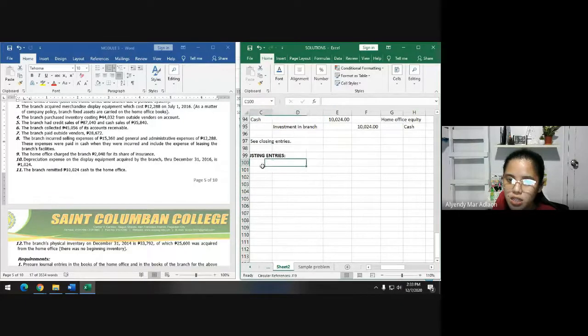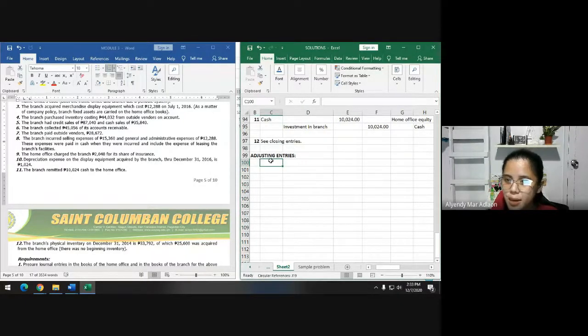Now, unsaon man nga ang iyahang display equipment, ang asset niya, gi-record man sa home office. So, what are we going to do in the adjusting entries? Since the depreciation expense is attributable to the branch, so dito na i-record ang depreciation expense kang branch. Now, ang journal entry when it comes to adjustment for depreciation, di ba? Debit depreciation expense and credit accumulated depreciation. Ang depreciation expense, dito na siya sa income statement. Ang accumulated depreciation, dito na siya sa assets. Now, since the expense is attributable to the branch, so sa iyahan na i-record ang depreciation expense.